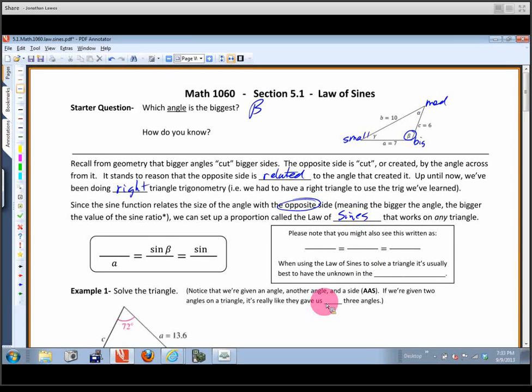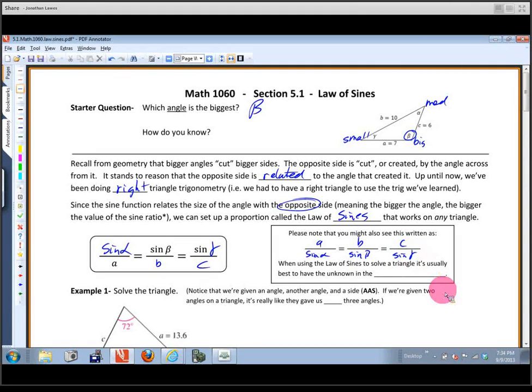Here's what we do. We take advantage of the fact that the opposite side is related to the sine ratio. So here's what the ratio is: the sine of alpha over side A, the sine of beta over side B, and the sine of gamma over side C. Angle alpha goes with side A, angle beta with side B, angle gamma with side C. And the cool thing about this, just using properties of proportions, is that you could take each one of those fractions and flip it over. So we could do A over the sine of alpha, B over the sine of beta, and C over the sine of gamma.